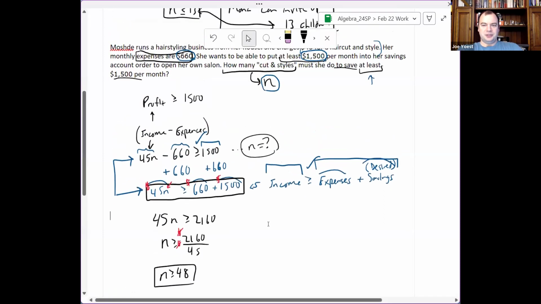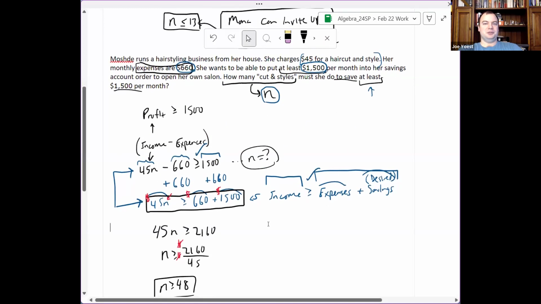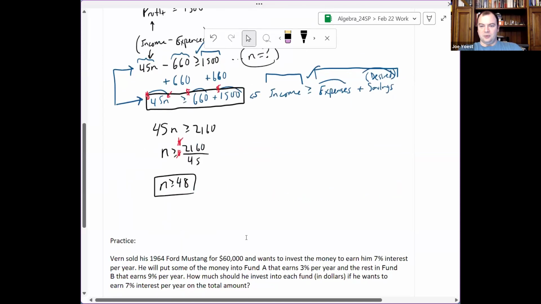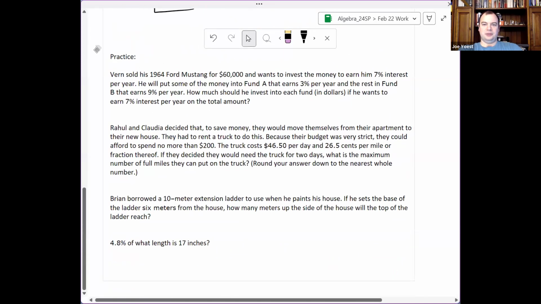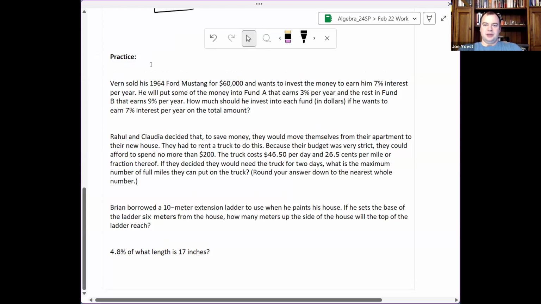Okay, so any questions on applications with inequalities? All right, then what I'd like to do for the rest of today's class is to go through some practice. Here I have 4 problems. These problems should look somewhat familiar. At least 3 of the problems should look familiar. These are from previous sections.